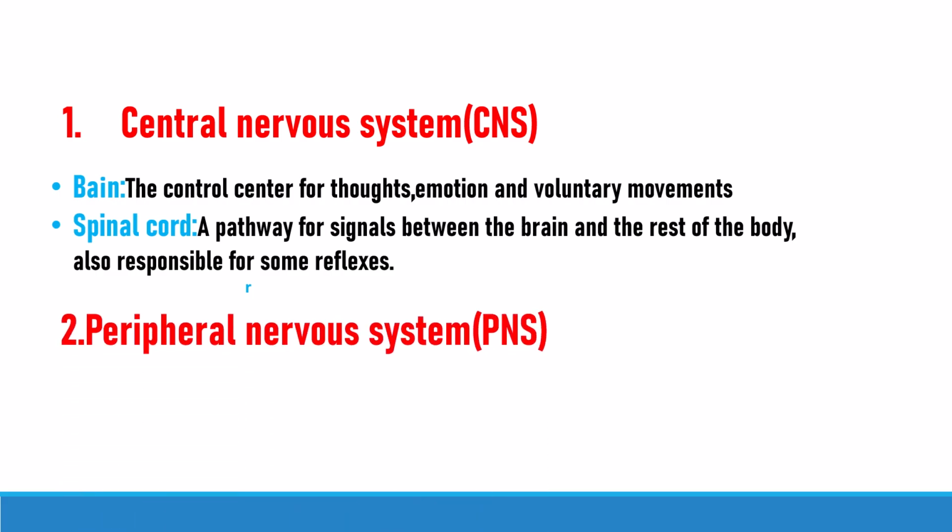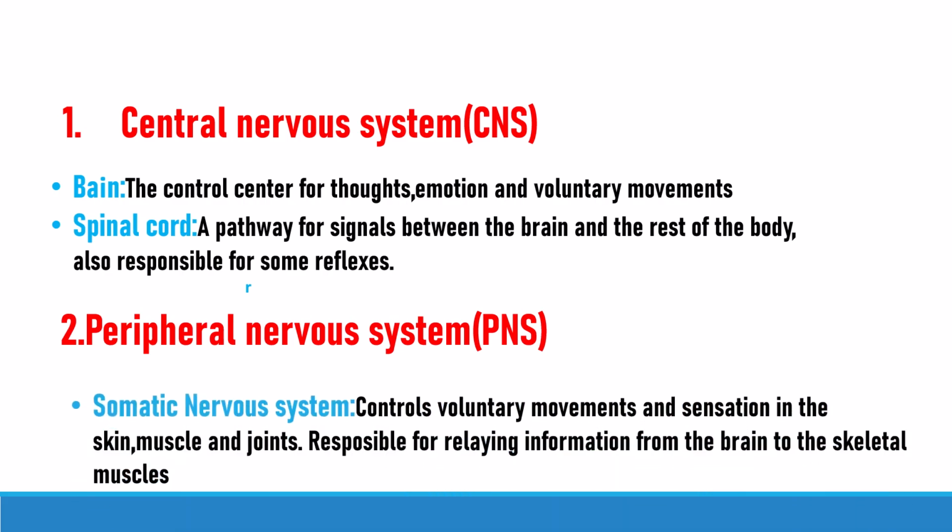Next is the peripheral nervous system, PNS. It includes the somatic nervous system and the autonomic nervous system. The somatic nervous system controls the voluntary movements and the autonomic nervous system controls the involuntary movements. The somatic nervous system controls voluntary movements and sensation in the skin, muscles and joints, responsible for relaying information from the brain to the skeletal muscles.